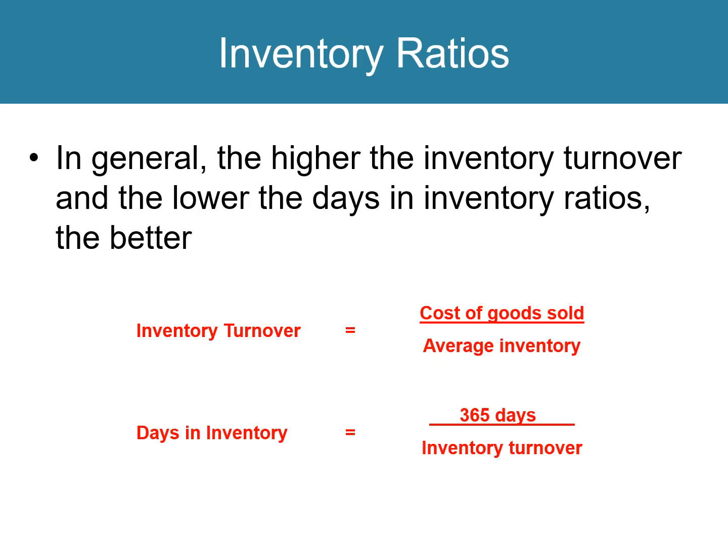These are our inventory ratios. Note that the higher the inventory turnover and the lower the days in inventory ratios, the better it is. So our formula for inventory turnover is equal to cost of goods sold divided by average inventory. Days in inventory's formula is 365 days divided by inventory turnover.